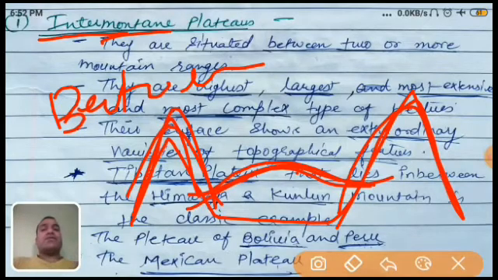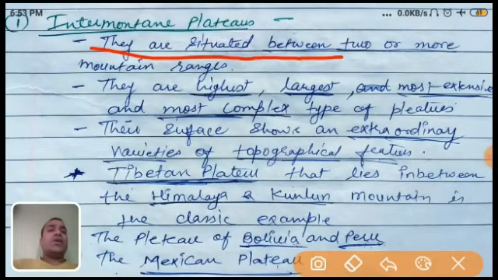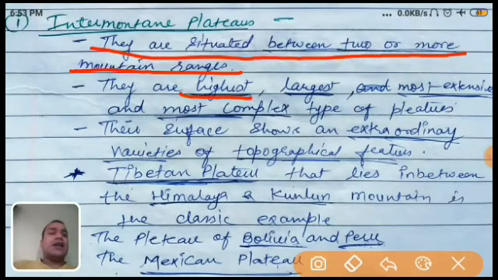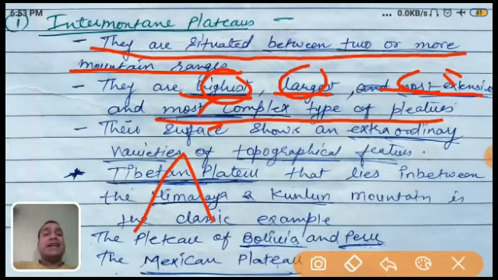I told you many times, whenever a name is coming, you just see the meaning of the word. Intermountain: by the word we can get the answer. Inter means in between, and mountain means the mountains. In between the mountains a plateau is situated, it is called the intermountain plateau. Now see, they are situated between two or more mountain ranges, as I already told you. They are the highest, largest, and most extensive, most complex type of plateau. Why is it highest? Why is it largest? Why is it most extensive? You can easily understand why, because it is in between.